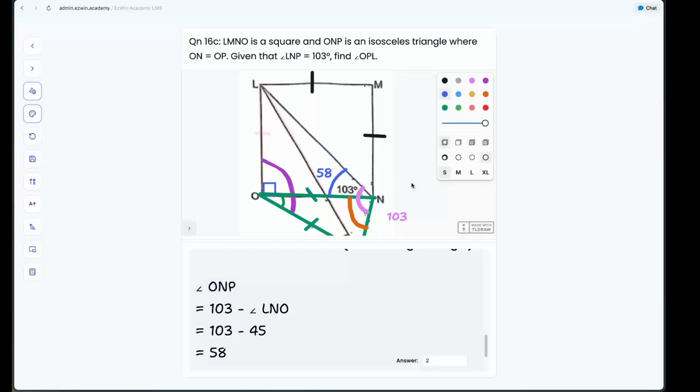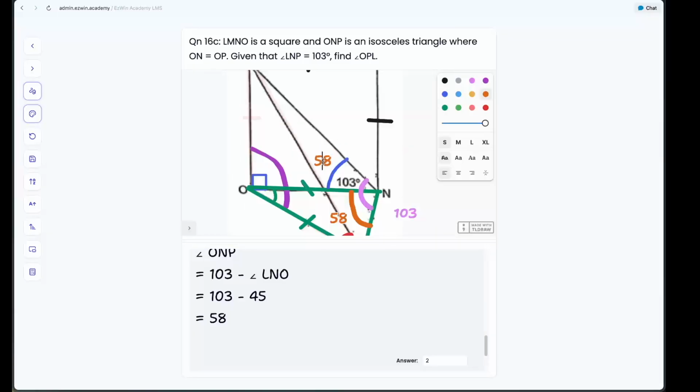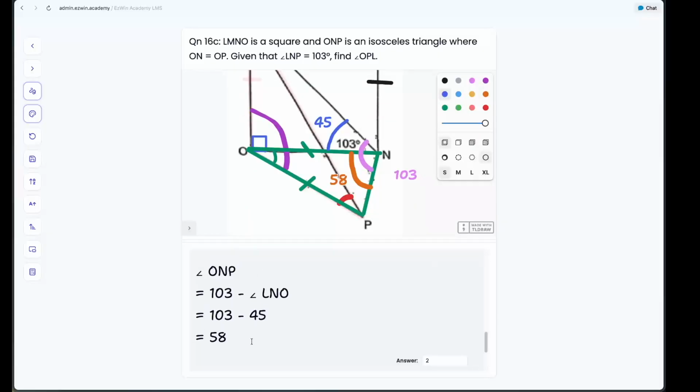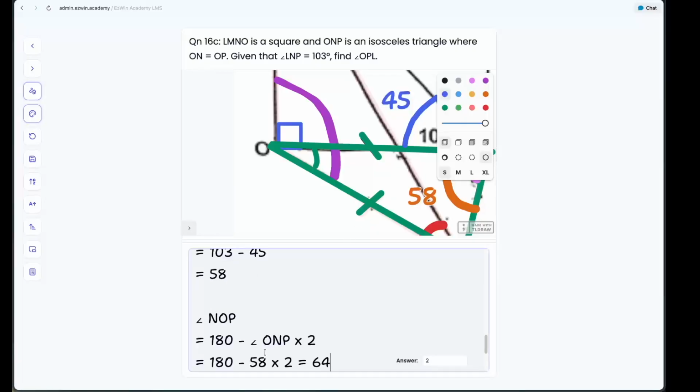Since we know the blue angle, the next thing is we can find the orange angle, 58. My bad, so LNO is actually 45 instead. So now we know the orange angle, ONP. Then we can find our green angle over here, which is NOP. So that means we have 180 minus 58 times 2, and this green angle over here will be 64 degrees.